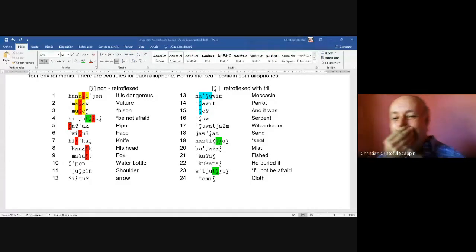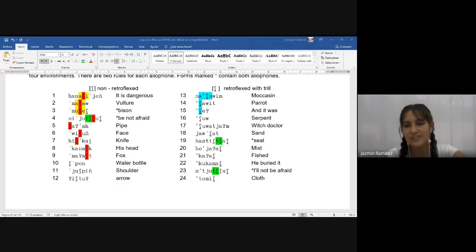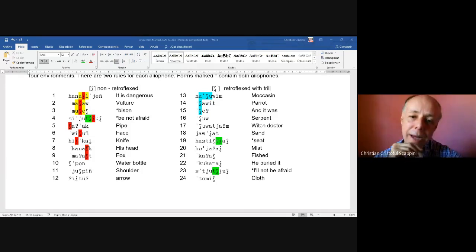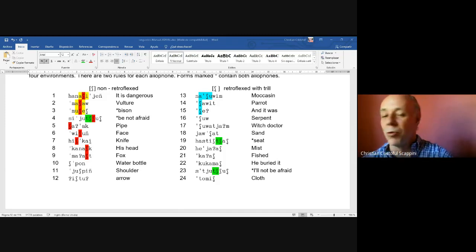Professor, how many rules can an allophone have? Normally, one allophone has one rule, but there are cases in which they have two. And maybe there are languages in which there are more. But if they have more, probably they get to three or four tops. We cannot have sounds with so many different rules.